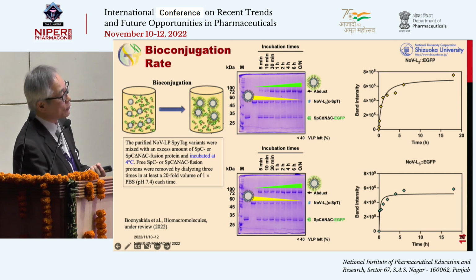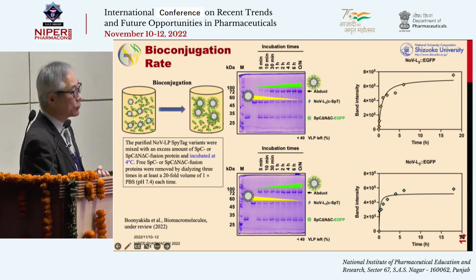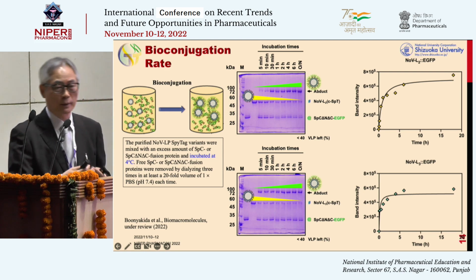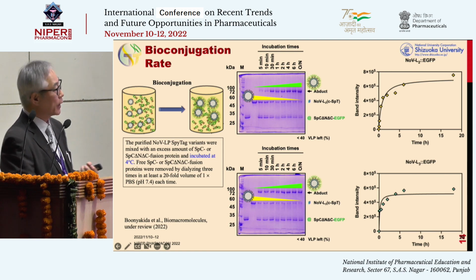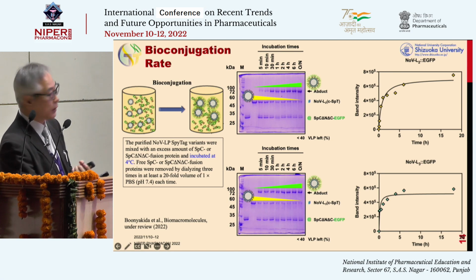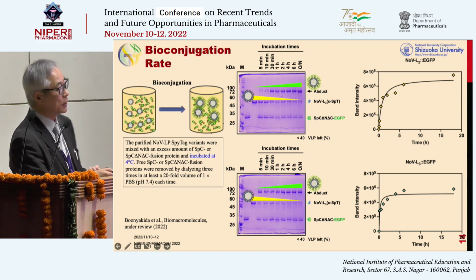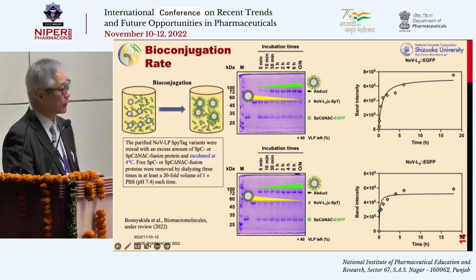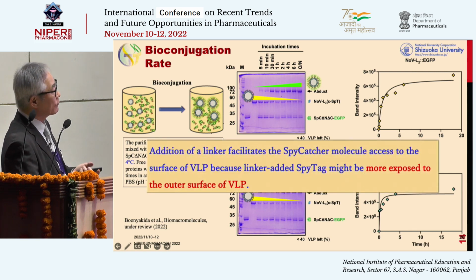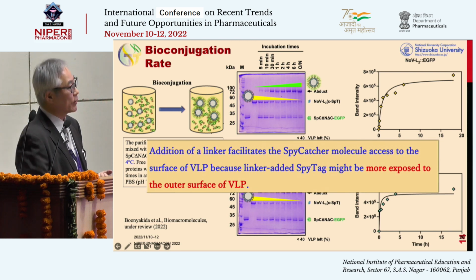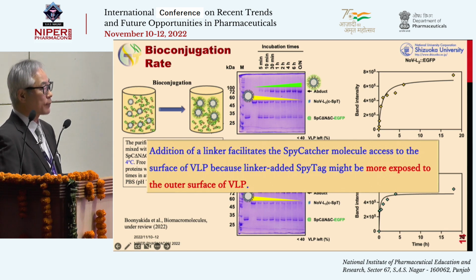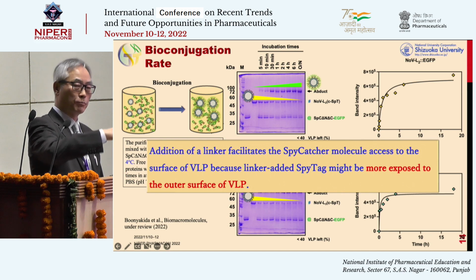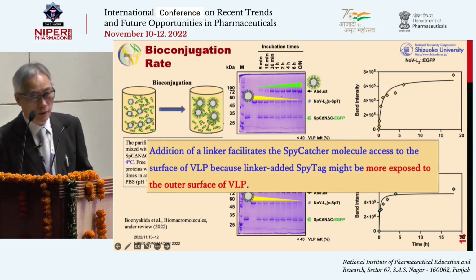At almost 5 hours of reaction, almost 80% of the reaction is completed. It's very good. We don't need any enzyme. We don't need any specific reagent. We don't need any specific temperature. Only PBS buffer and the fusion partner and VLP. We prepare everything. A very good conjugation system we can get here. Therefore, as a conclusion, the linker greatly facilitates spike tag molecule access to the VLP surface because the linked spike tag might be more exposed on the outer surface of the VLP. It's the reason.